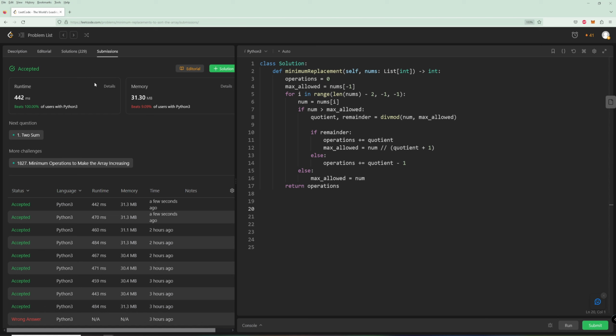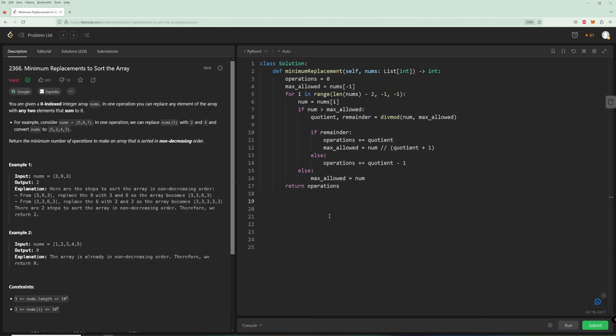Okay, well, anyway, let's go through the time and space complexity here. For the time, it's pretty straightforward, right? We just loop through our numbers backwards, and that's all we do. Everything else is O of 1. So that's O of n. And for the space, we don't use any arrays or anything, so that's going to be O of 1. So yeah, time O of n, space O of 1.